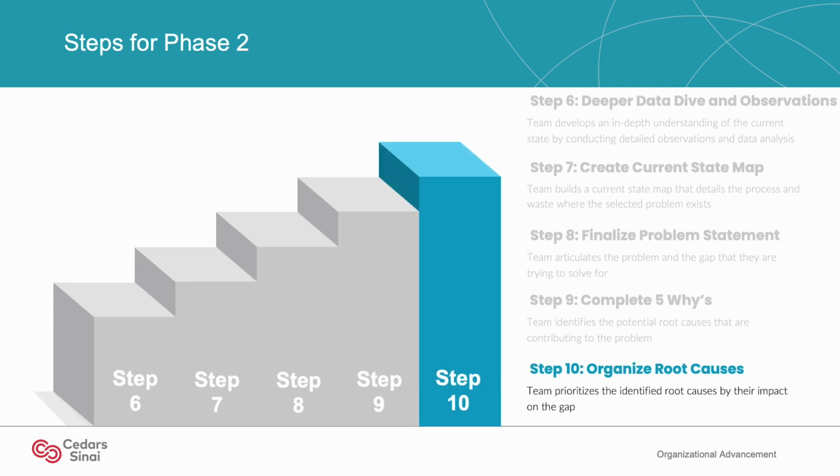The last step of phase 2 is organizing the root causes. In this step, the team will prioritize the identified root causes by their impact to the gap. So let's go into details of what that entails.